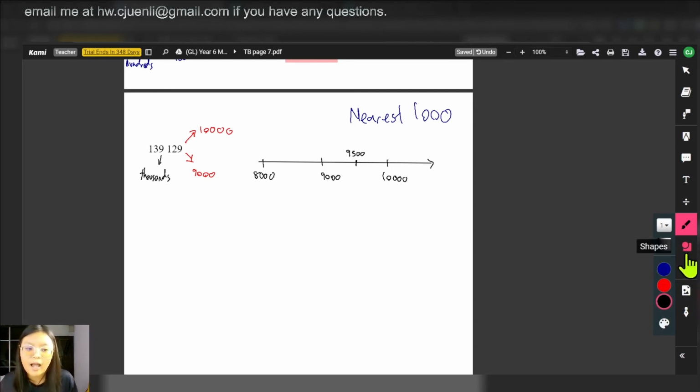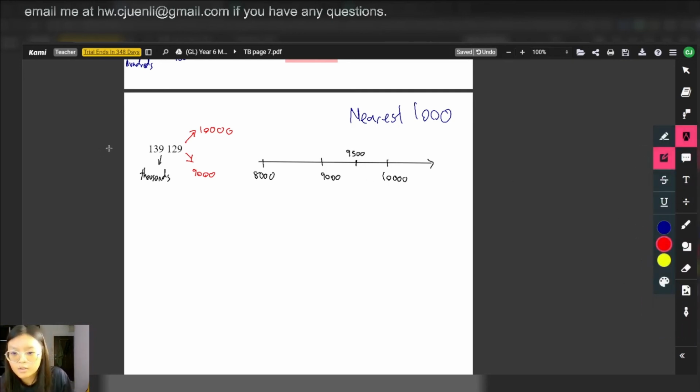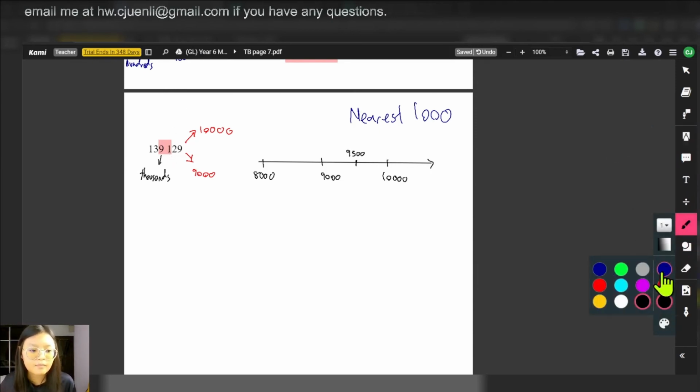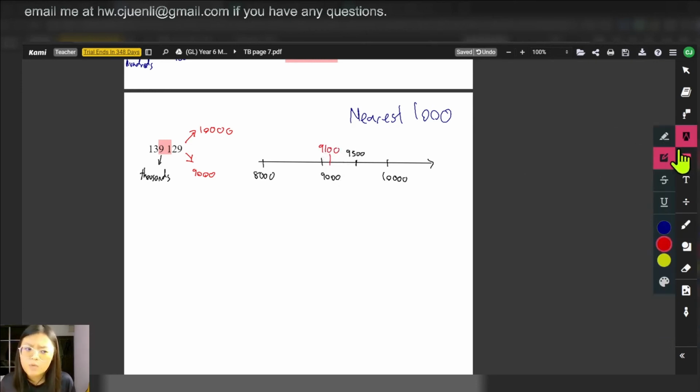So let us look at our number. So the two numbers we're going to focus at will be these two. The other rest of the numbers, just ignore them, make them into zeros in your head right now because we're not going to look at them. So basically we have 9,100. Let's look over here. 9,100 is basically lesser than 9,500. So we're going to write it around here, right? 9,100. So it's basically closer to 9,000 and not 10,000.